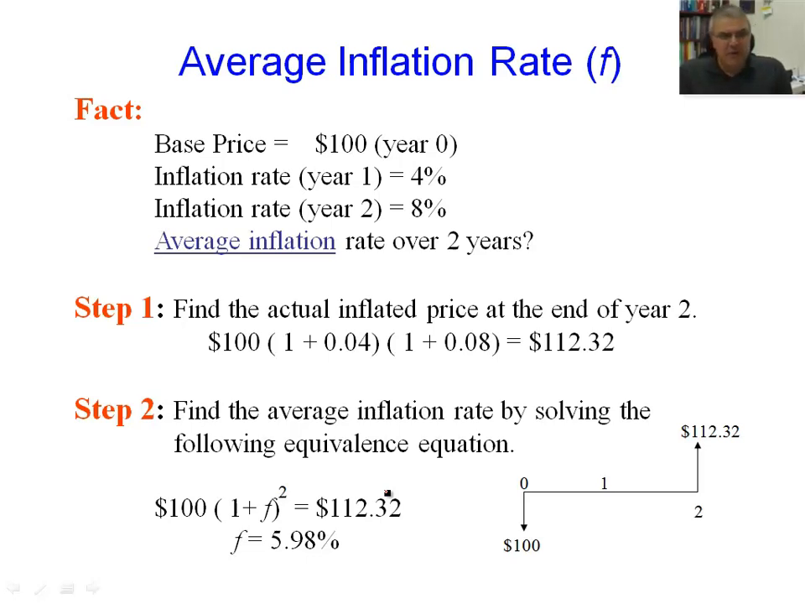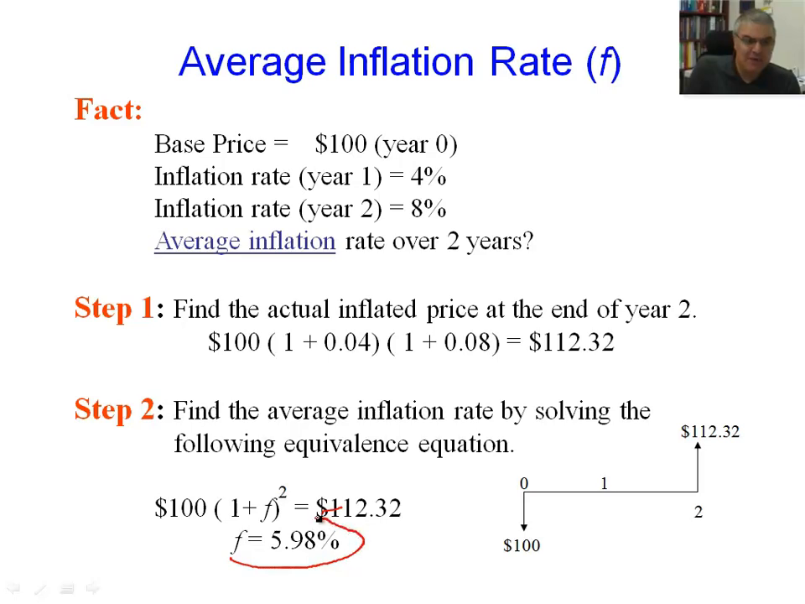Before I go any further, without having the knowledge of economic analysis and not knowing how to solve this problem, you would probably add 8 and 4 together. That'd be 12 divided by 2. That'd be 6%, an average inflation rate over 2 years. That could be close to the answer in this case, but that's not really the answer.